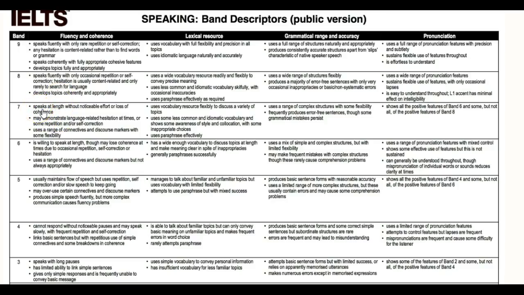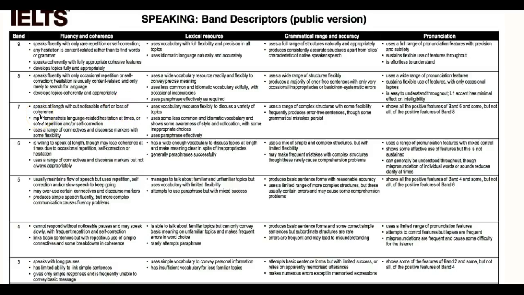Here, a test taker speaks at length without noticeable effort or loss of coherence. So look at the difference. Speaks at length without effort, or without noticeable effort. Here it speaks fluently. So you can see that you're not speaking fluently at a 7, but you can tell that there's ease. You're comfortable speaking English. You're not stumbling. You're not halting. You're not hesitating a lot, even though it may lack some of that fluency and some of that gracefulness that you would find at a band 9. Okay?